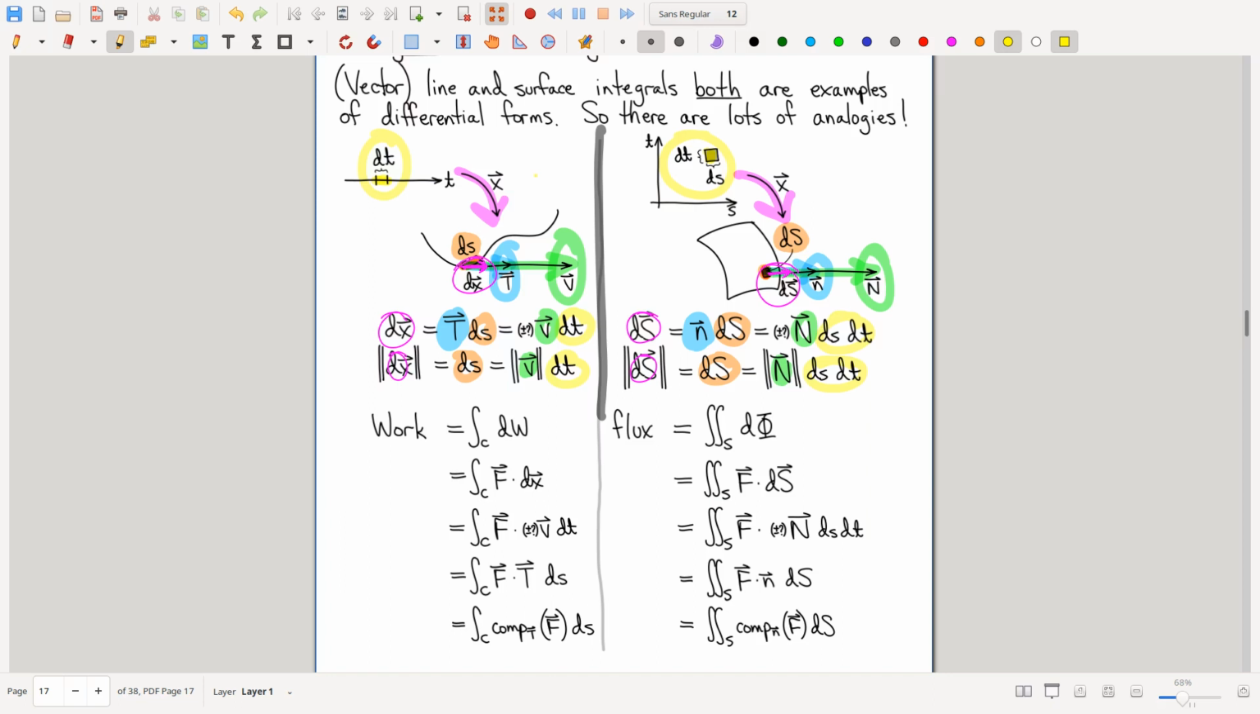And the deep truth is that vector line integrals and vector surface integrals are very different physical manifestations, but they are mathematically kind of the same thing, and you can really see how they might be the same by the strength of this comparison. Right? Okay, so that's the first reason.